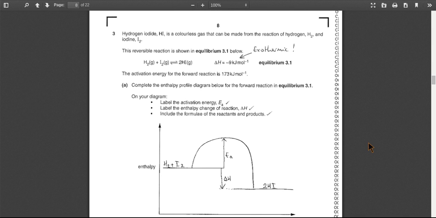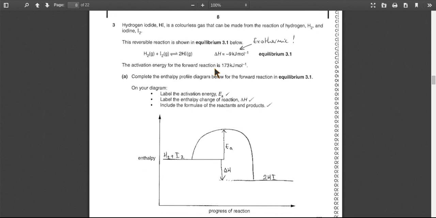Question 3 is predominantly an equilibrium question. So we've got this equilibrium here, 3.1. It's hydrogen and iodine in equilibrium with 2 moles of HI. And we're told that the enthalpy change for the forward reaction is minus 9 kilojoules per mole. So therefore the forward reaction must be exothermic.